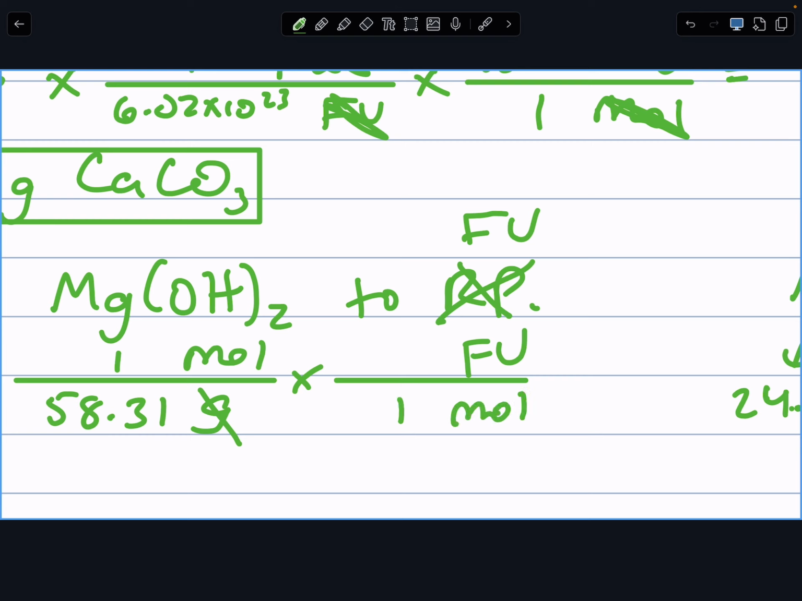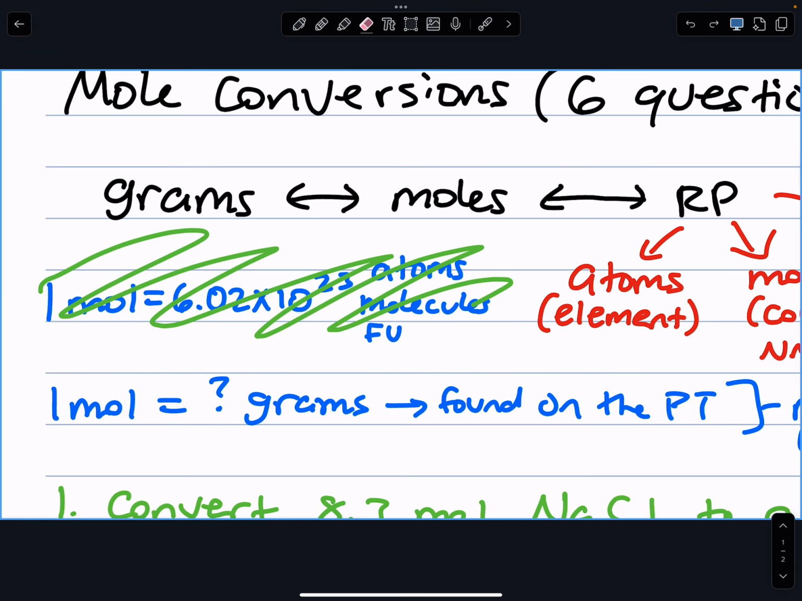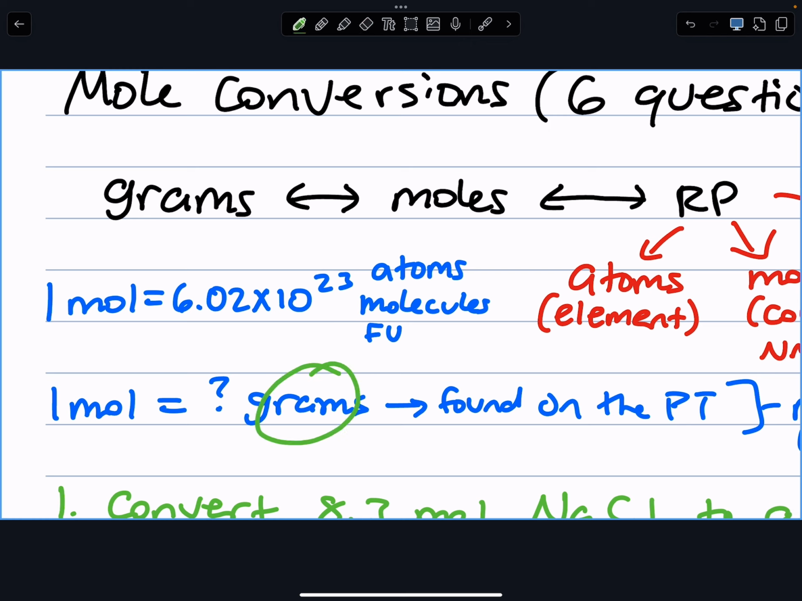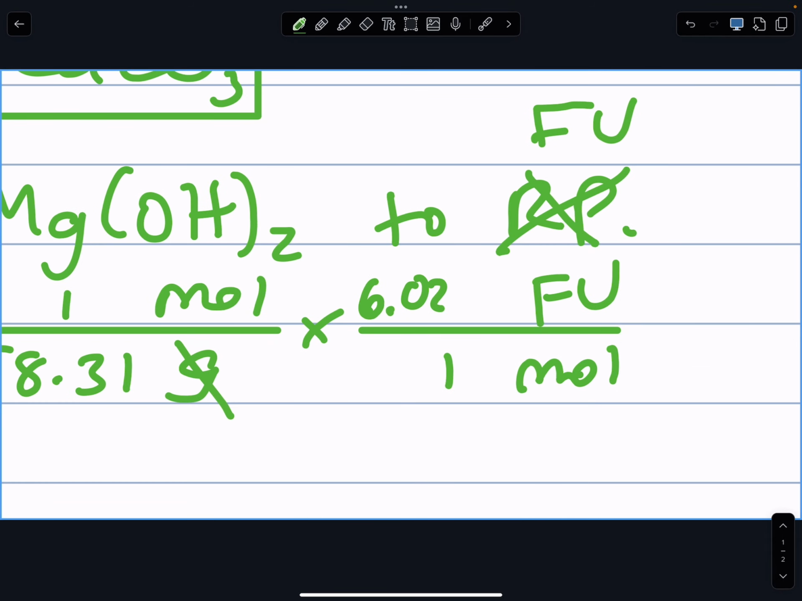Beautiful. 1 mole. And where does this number for FU come from? We have 2 options. The one with grams or the one with this? Which one should I do? The top or the bottom? Right, because that's our formula unit right there. And what number is our formula unit? Good. So that number will go with our formula unit. Does that make sense?